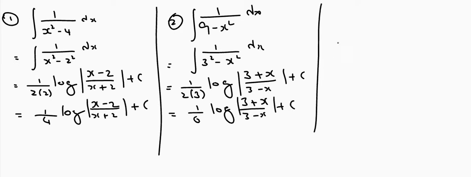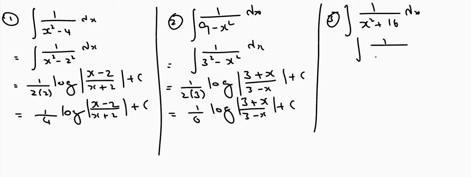Question number 3 is integral 1 by x square plus 16, which is equal to integral 1 by x square plus 4 square dx. 1 by x square plus a square is 1 by a tan inverse of x by a plus c.